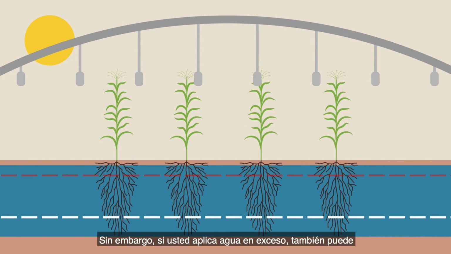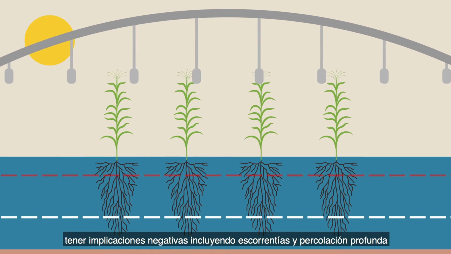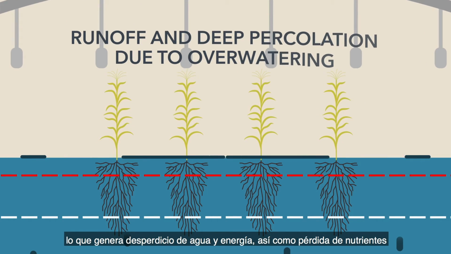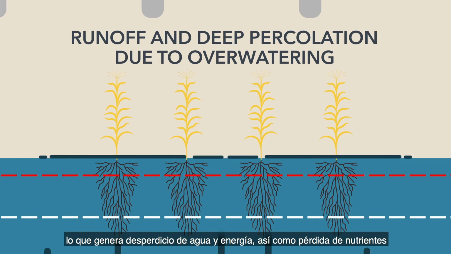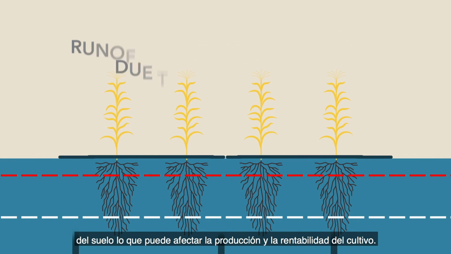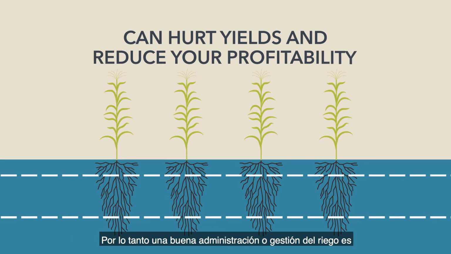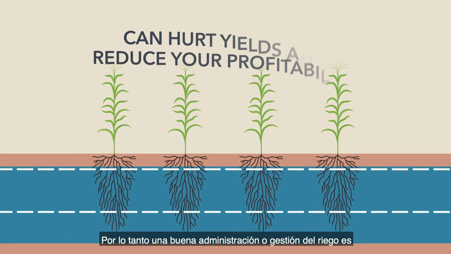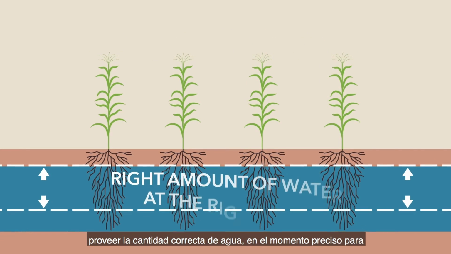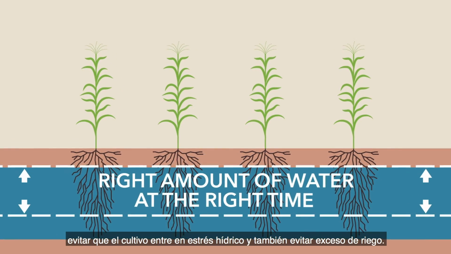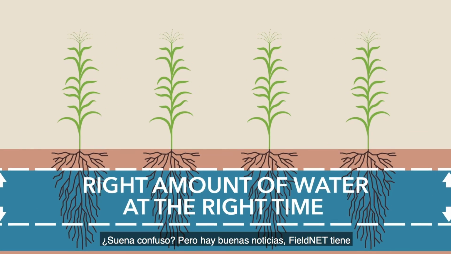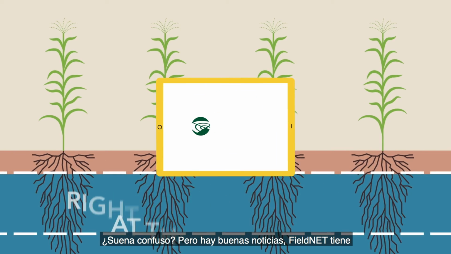However, applying too much water can also have negative implications, including runoff and deep percolation, which wastes water, energy, and nutrients in the soil and can hurt yields and reduce your profitability. Thus, the goal of good irrigation management is to provide the right amount of water at the right time to avoid water stress as well as over-irrigation. Sound confusing? There's good news.